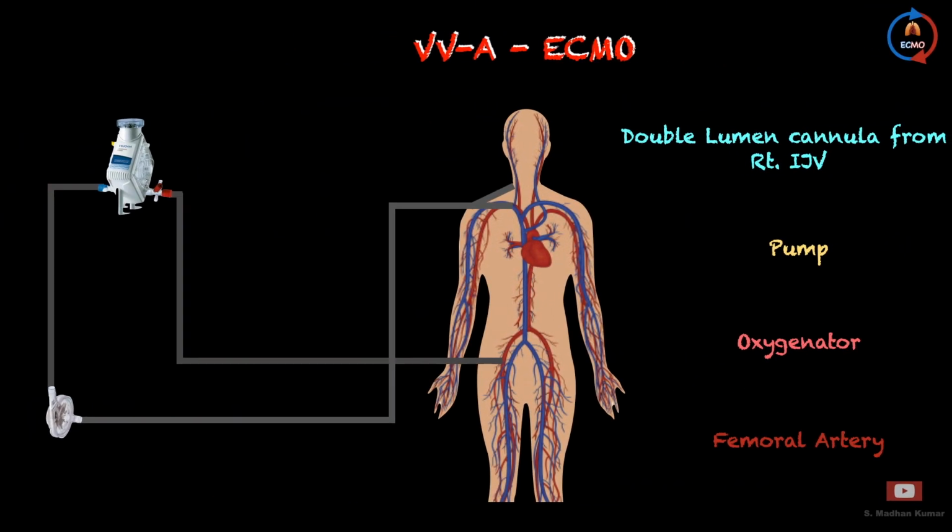In this configuration, we can use the Avalon cannula or the double lumen cannula from the right IJV to drain the venous blood from SVC and RA and then it gets oxygenated. Then it is delivered through the femoral artery.